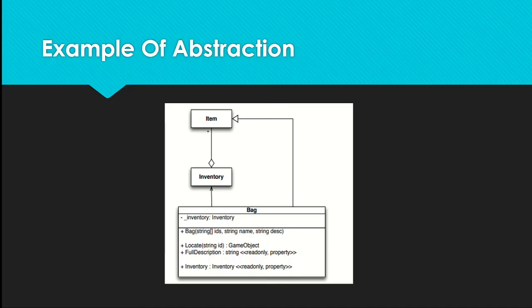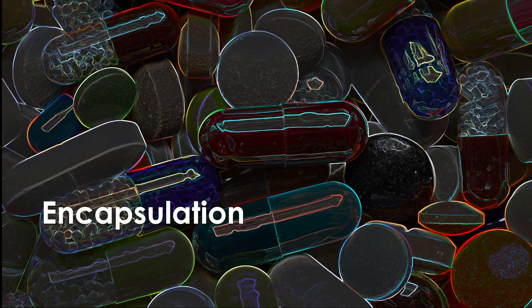An example of this is again the inventory class in the case study. The inventory class in itself already contains a moderately complex amount of code, which can be instantly implemented by the bag class, allowing for mass code reusability. Continuing on, I'll discuss encapsulation.